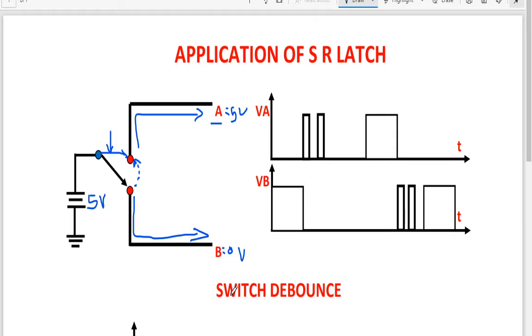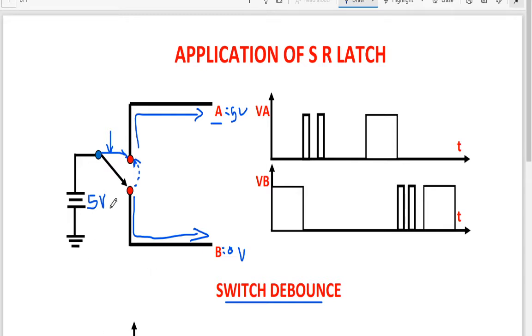Now, what is basically switch debounce? The common problem when we use such a switch is the contact bounce. So what is that contact bounce, and how can we avoid this contact bounce problem using SR latch? That is what we are going to see.